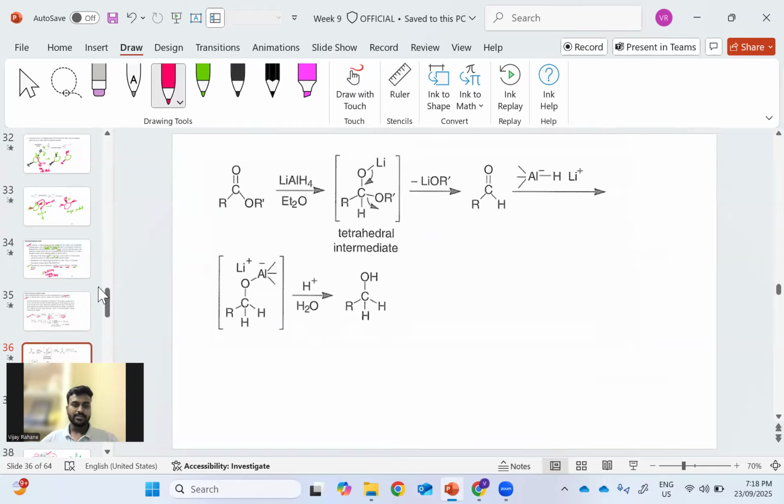In the case of the ester, always remember the first reduction gives the keto group, as you can see here. Once this intermediate forms, this OR group gets eliminated, minus LiOR, and it gives, sorry, the aldehyde. Upon reduction of the ester, it first gives the aldehyde as a product, and then again reduction of the aldehyde takes place. It gives the alcohol. So two equivalents of LiAlH4 are required to convert ester to alcohol.